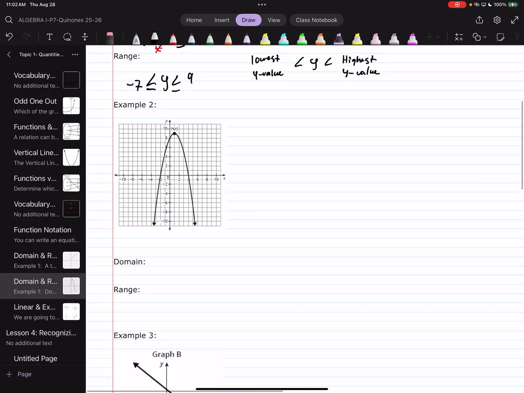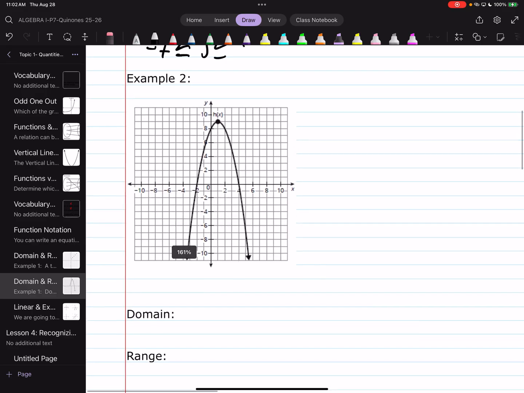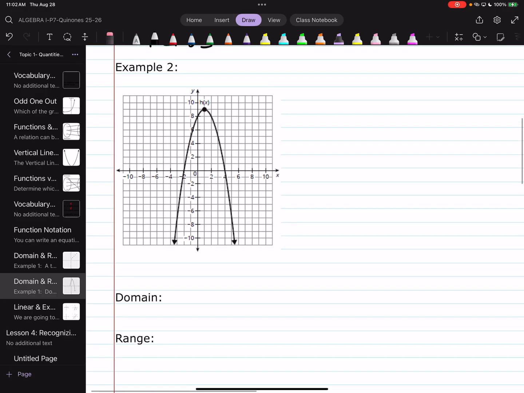I wanted to talk about other graphs, but we're running a little bit out of time. I just want you to do this next example. Talk about the domain and range. I'm going to give you about 3 minutes with your group. Can you do number 2? What are you noticing about the graph? Some of the things that they put in the graph. So 3 minutes on the clock.